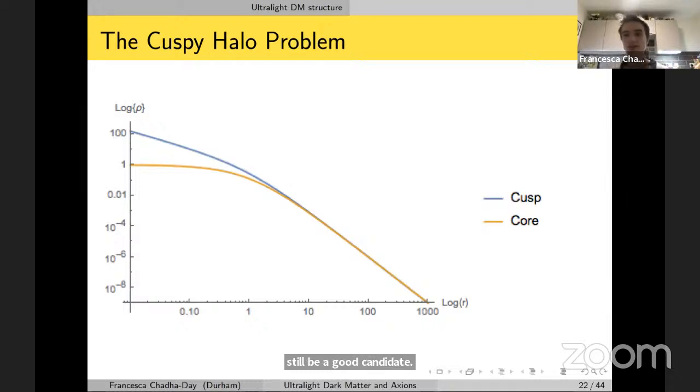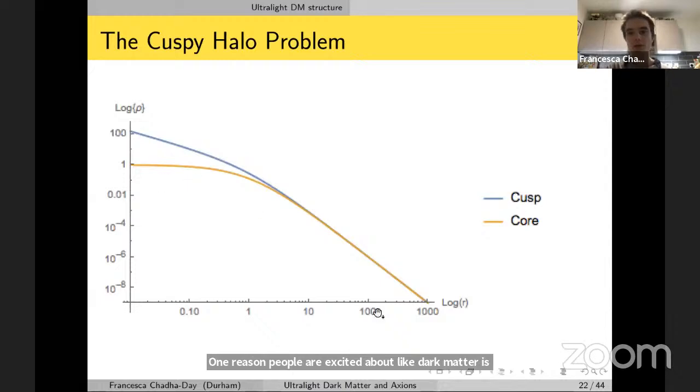One reason people were excited about ultralight dark matter is something called the cuspy halo problem. So this graph shows two different dark matter distributions for a galaxy. On the x-axis, I have the log of the distance from the center of the galaxy, which is the center, and this is the outskirts. And on the y-axis, I have the dark matter density.